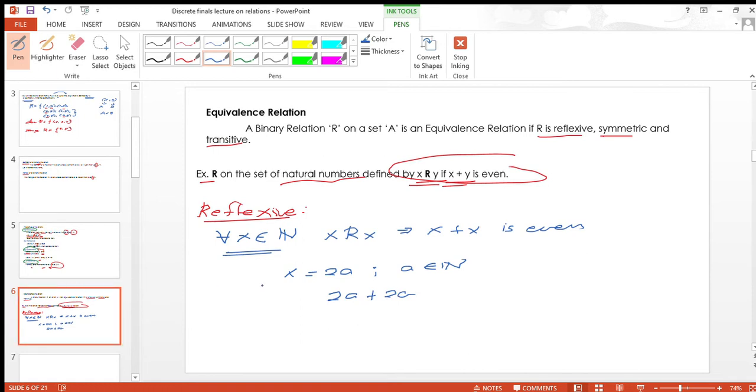Okay, so here, if x is even, we have 2a plus 2a. Okay, so x R x must be 2a plus 2a, or this is 4a or 2 times 2a, which is even. So okay siya.